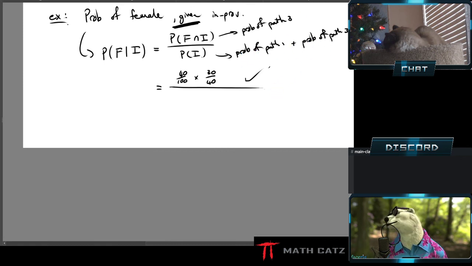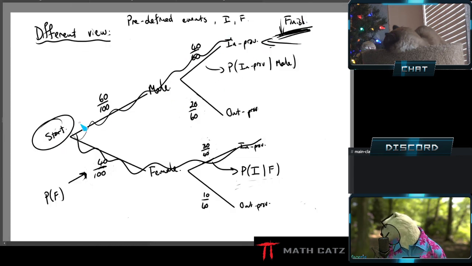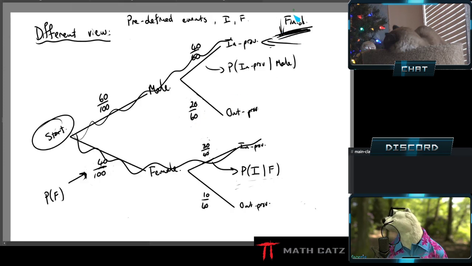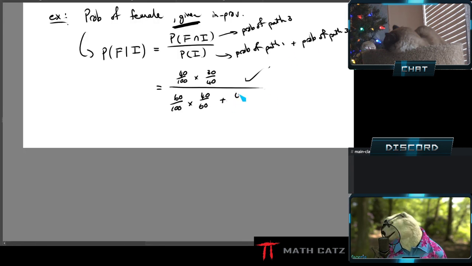Now I just go, okay, what is the probability of path 1? Multiply along the path. So 60 over 100 times, what was it? 40 over 60. Plus probability of path 3, 40 over 100 times 30 over 40. Don't worry too much that I have it at the top as well. It's not coincidence, but it's safer, I think, if you just treat these completely separate from each other. Now you plug that into your calculator and you get what you get.